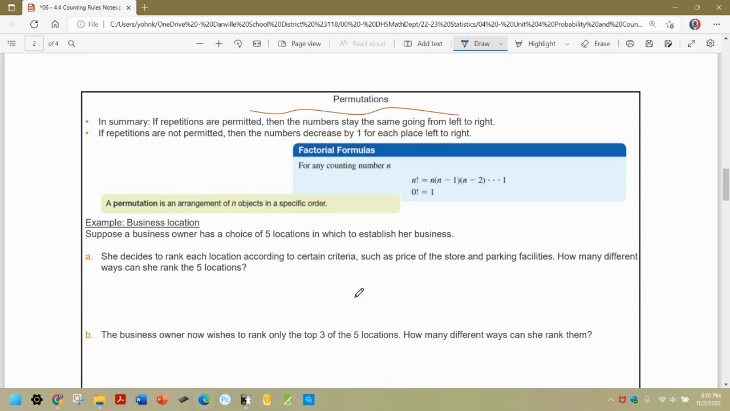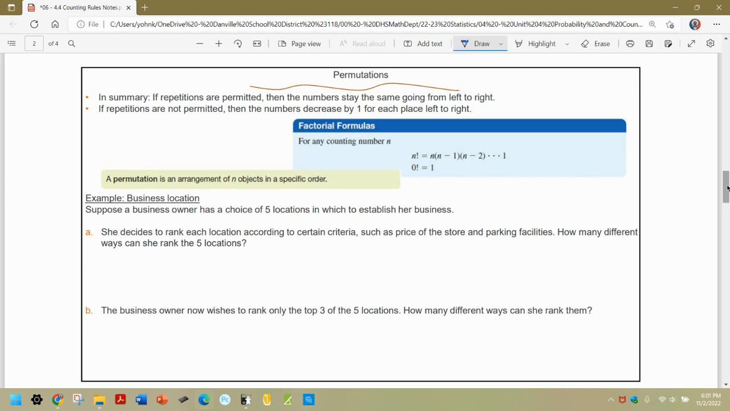Okay. Now, this idea of repetitions is what leads us to the next topic, permutations. So remember, if repetitions are permitted, hopefully you notice that the numbers stay the same going left to right, like in the previous problem. That was 10 times 10 times 10 times 10. However, if repetitions are not permitted, then the numbers are going to decrease by 1 for each place left to right.